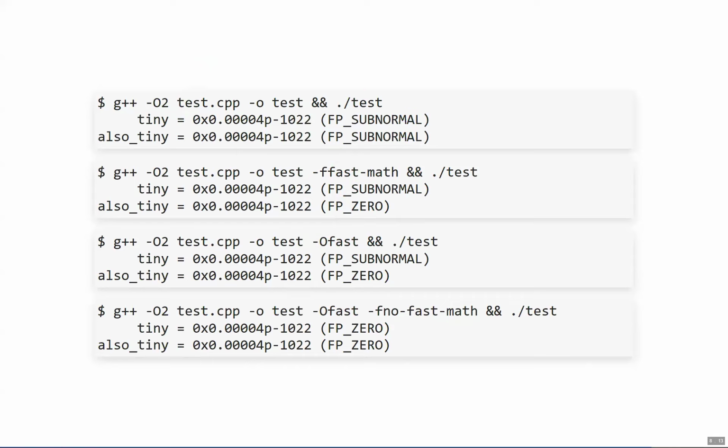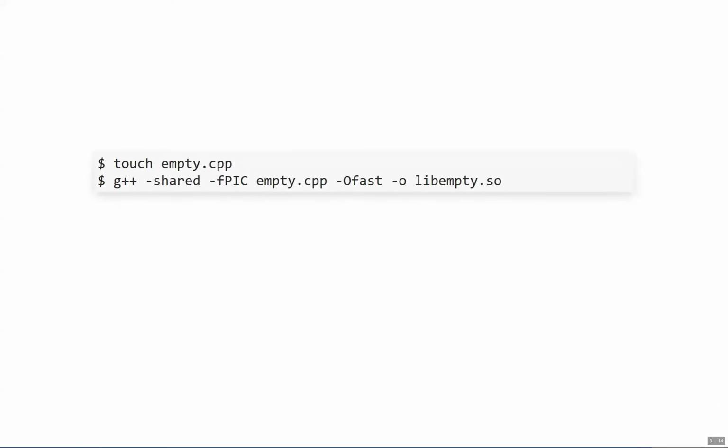Just compile things normally. Let's make a library. We will make the world's stupidest shared library. One file, it's empty. We compile this shared library, position independent, blah, blah, blah. Oh, fast. This is the important part. Okay? No, this flag will be the devil. And we want it to be called libempty.